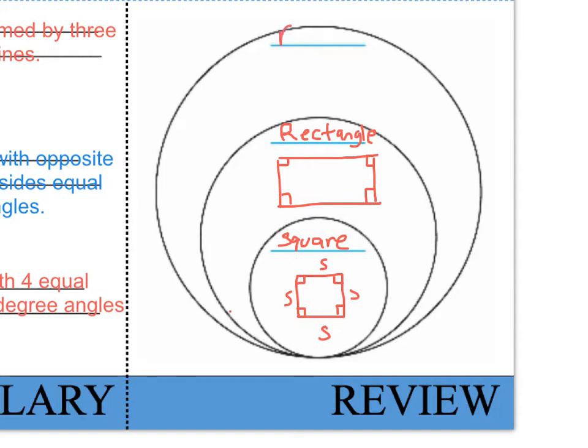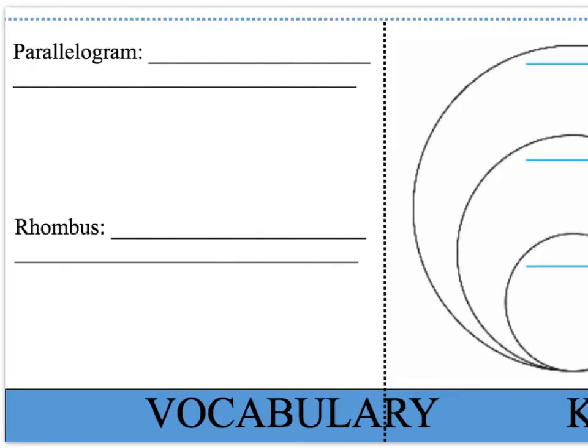And the last thing would be a polygon. A square is a polygon, and a rectangle is a polygon. And a polygon would be a shape that is enclosed by three or more straight lines. So let's talk about more vocabulary.